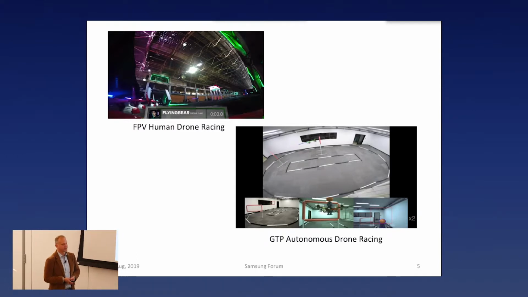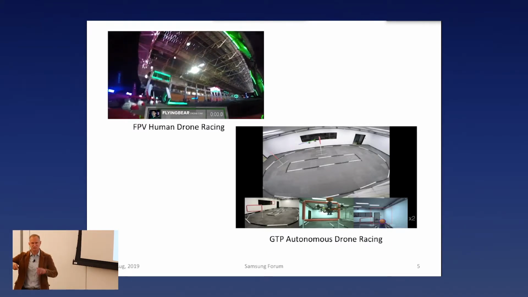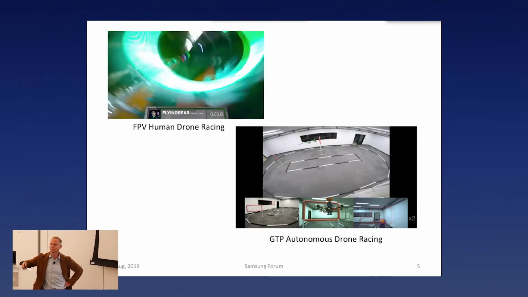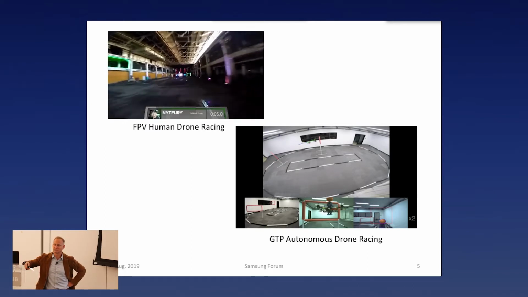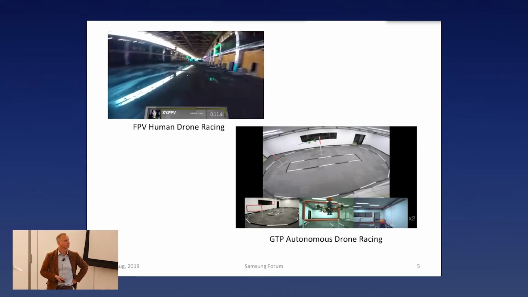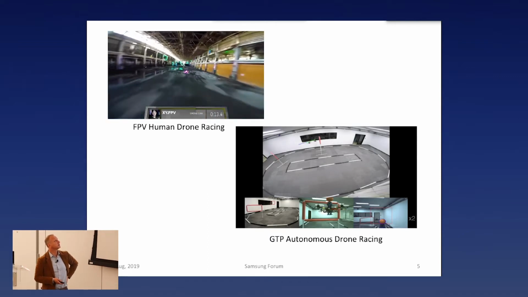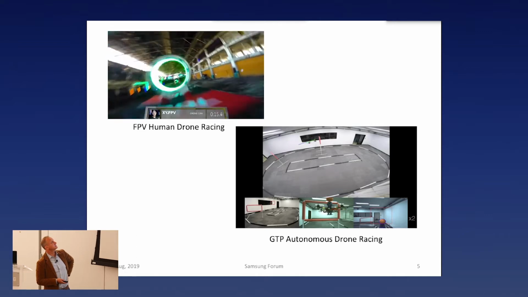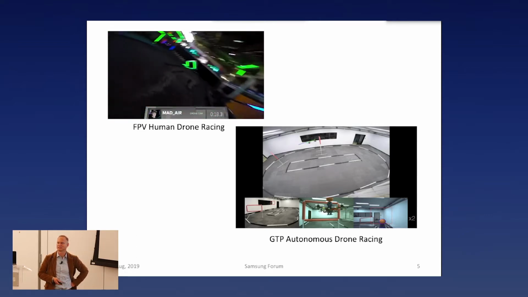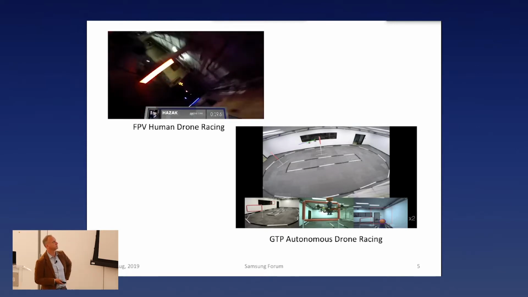So with that in mind, what is the state of human drone racing? Human drone racing is sort of in this transition phase. It's starting to become a pro sport, actually. You can watch drone racing on one of the ESPN channels. There are professional leagues. This is the FPV league, which is first-person view.